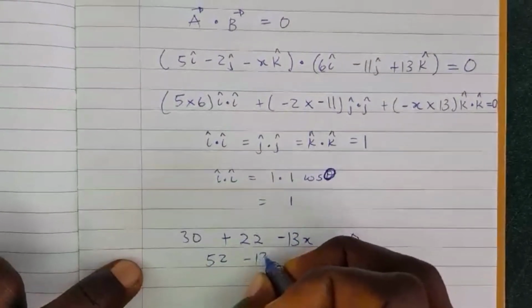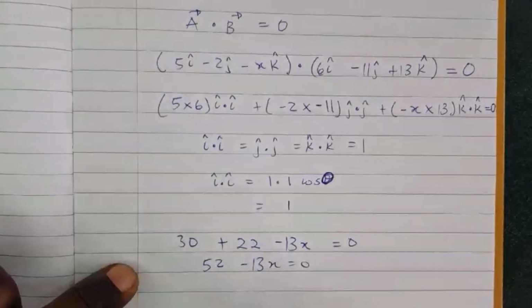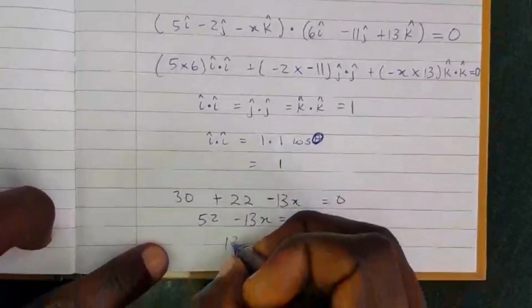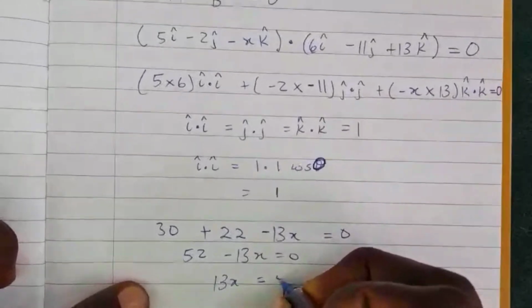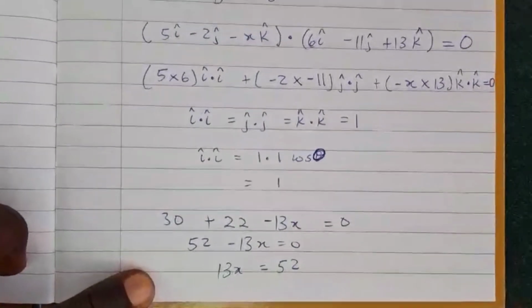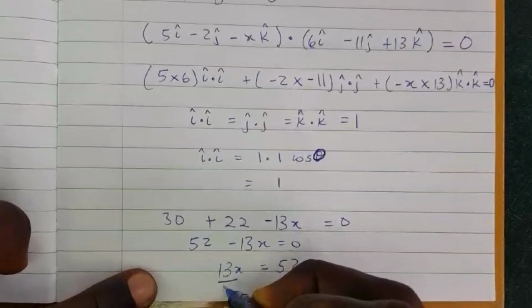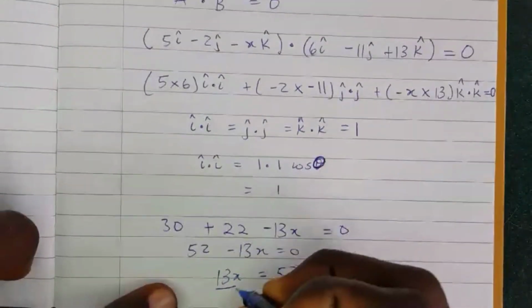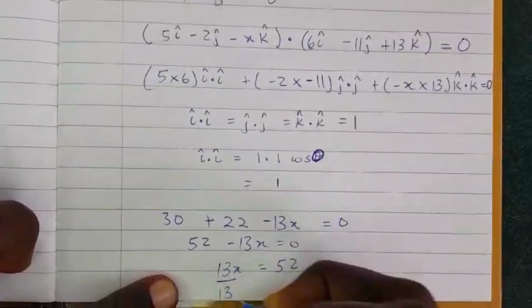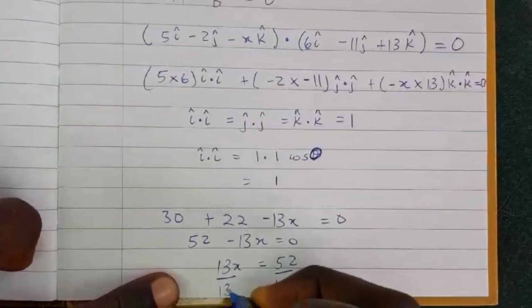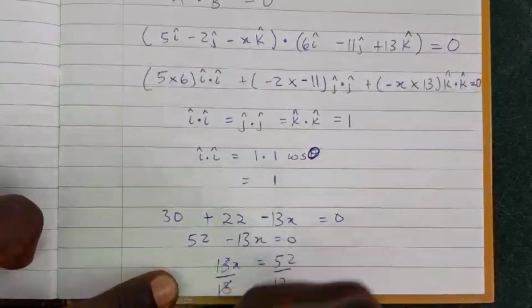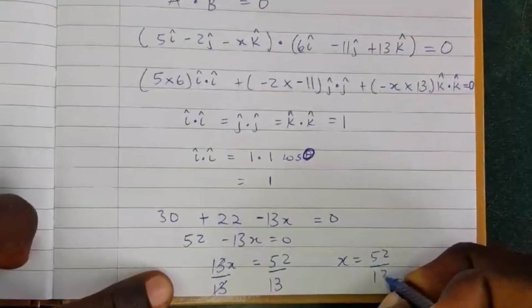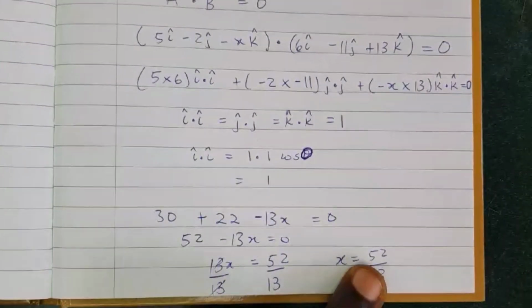If you transpose the 52 to the other side, we are going to have 13x is equal to 52. Then we divide both sides by 13. So 13 will cancel 13, and x is just equal to 52 divided by 13. And I think this should be equal to 4.